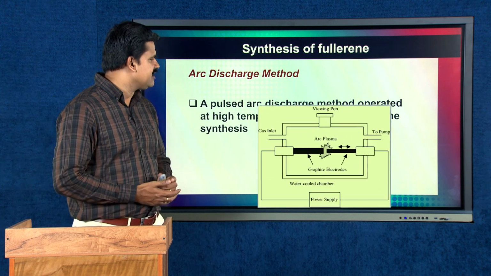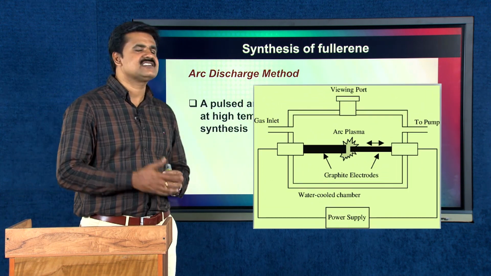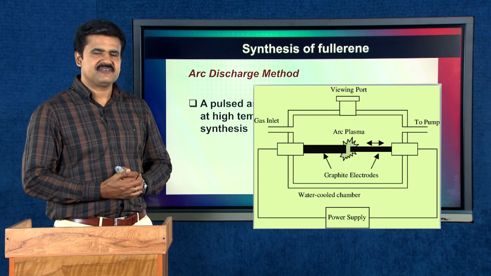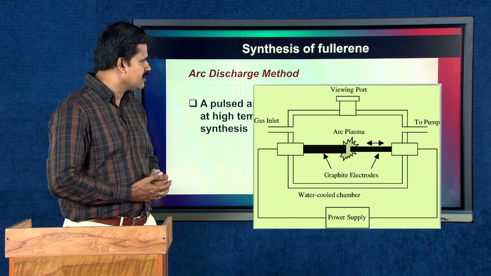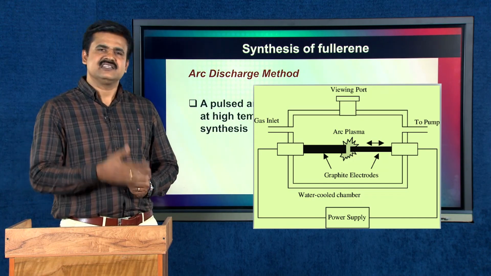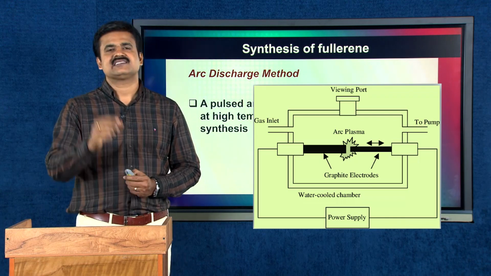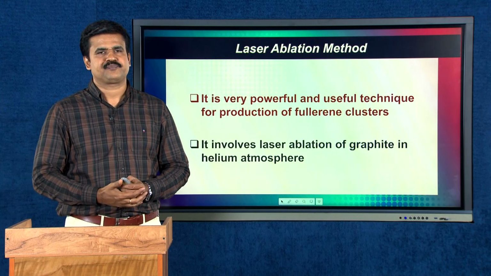Here you can see the presence of the graphite electrodes. A high potential difference is applied between the graphite electrodes. As a result of that high potential difference, some vaporization followed by condensation happens, and this arc discharge method is a very popular method for the synthesis of fullerene.